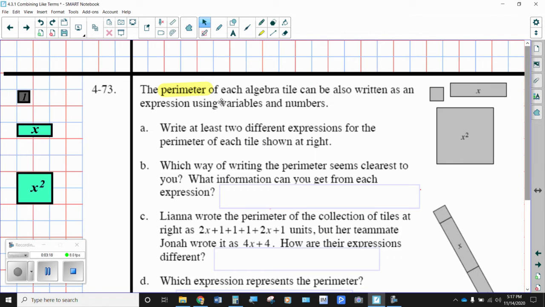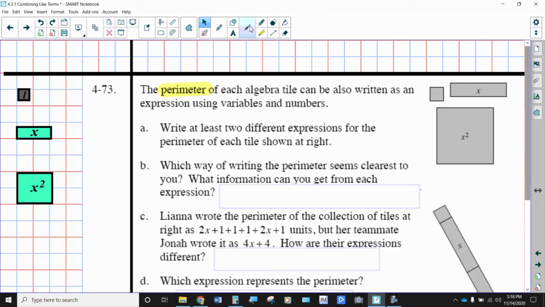All right, now let's discuss perimeter of these shapes. The perimeter of each algebra tile can also be written as an expression using variables and numbers. It says here, write at least 2 different expressions for the perimeter of each tile shown at the right. So in your journal for problem number 73, draw a single unit tile, label it as 1. Draw a single x tile, which is a skinny rectangle, and label that as x. And then a medium-sized square, call it x squared.